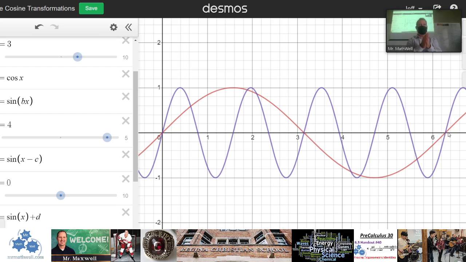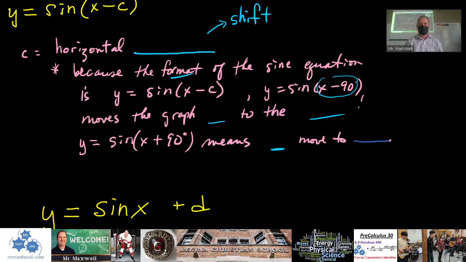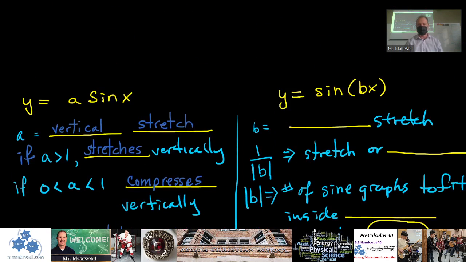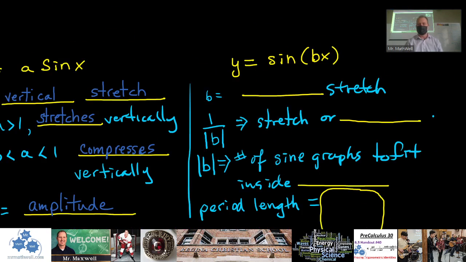So 2 things. The b value squishes up the graph, making the period length smaller. And that number, you can think, is how many regular sine graphs I now have in a regular 2 pi period length. Okay, so let's go back to our notes. Let's do that b. Where's the b? Oh, it's up over here. I'll move over for the b. So b is called a horizontal stretch.